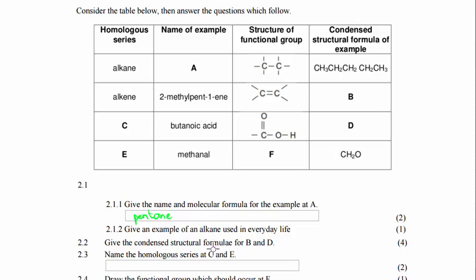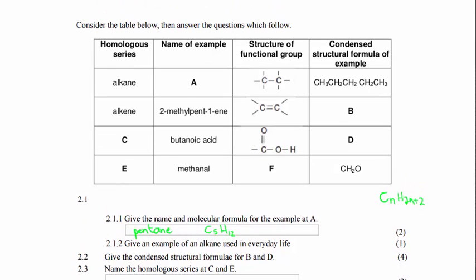Molecular formula means every molecule and how many of them there are. So there's 5 C and 12 H. Alkanes will always have 2 more than double. So the general formula will be CnH2n plus 2. 2 more than double. Okay.